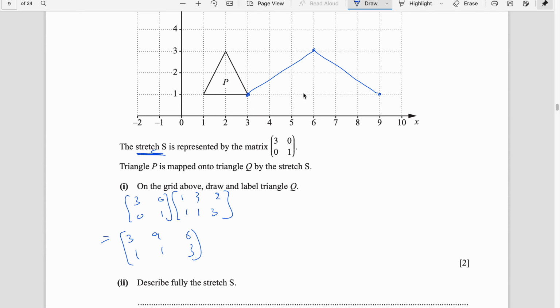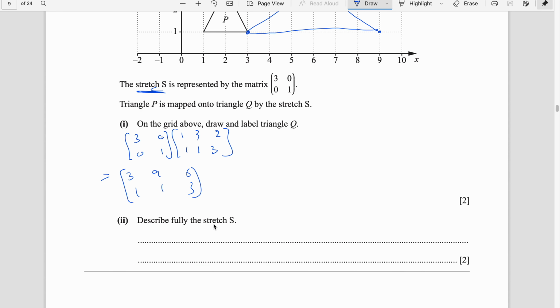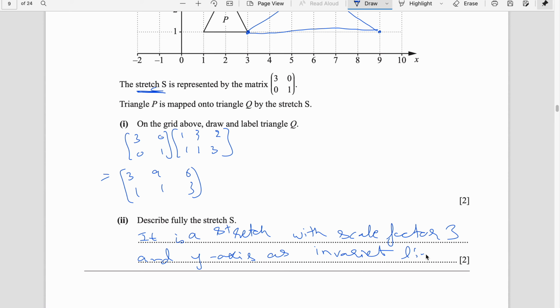This paper is 2017. Stretch is no more in your syllabus. Describe fully the stretch. So basically it is a stretch with scale factor 3 and y-axis as the invariant line.